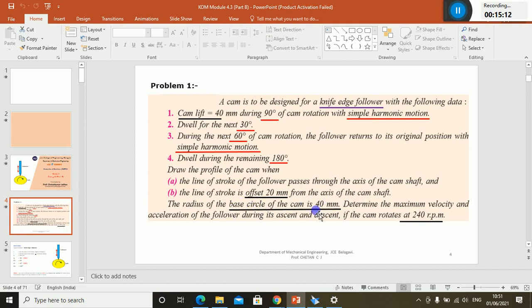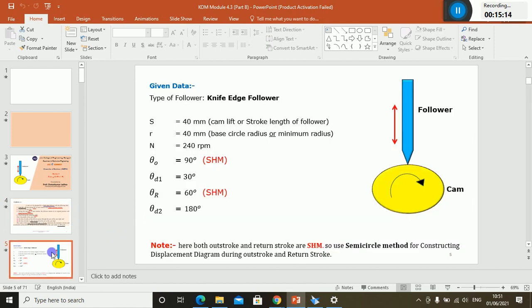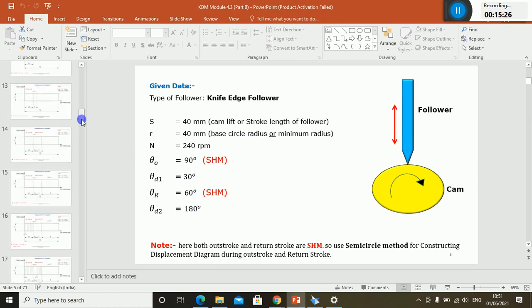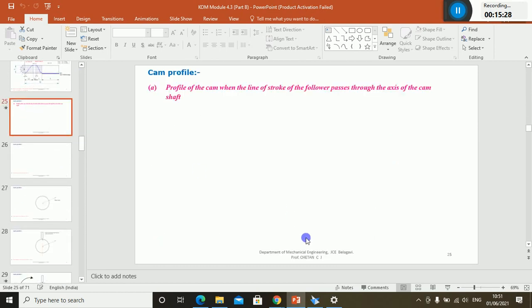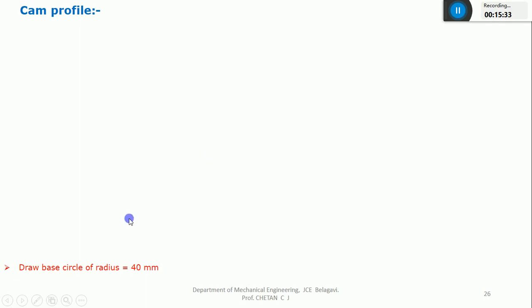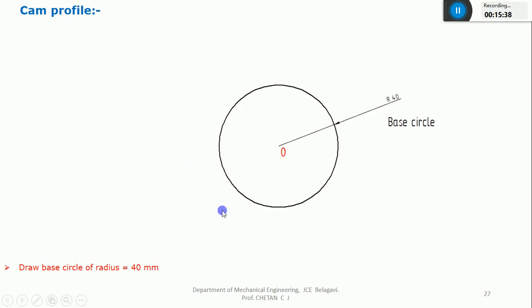Just remember this one. Also remember the angles. The outstroke angle is 90, then 30, 60, 180. Please remember these things, and remember this base circle. The first step is you have to draw the base circle with a radius of 40 mm like this. And the center of this base circle, I'll take as O.